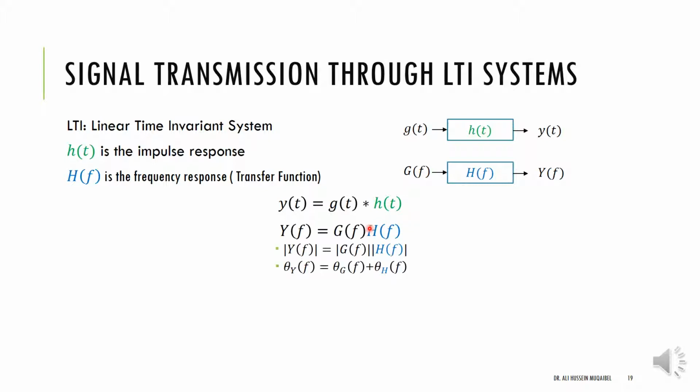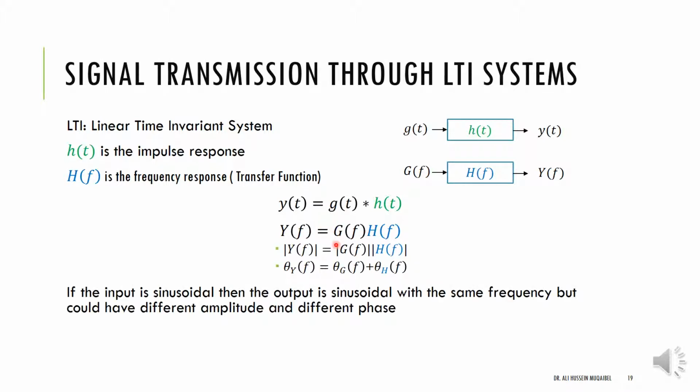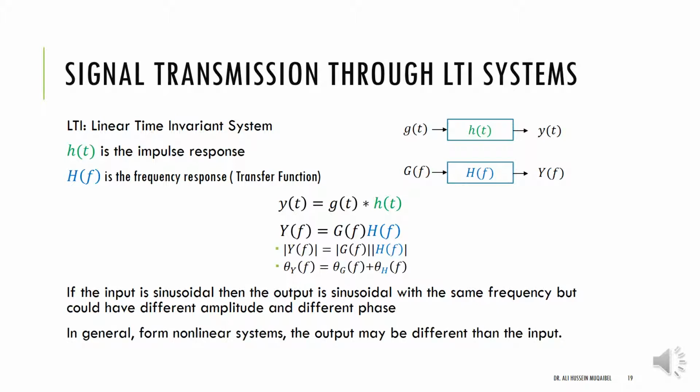However, in the frequency domain, it's just multiplication. The output is a multiplication. So if you want the magnitude spectrum, you just multiply the two magnitudes. If you want the phase, you need to add the two phases. So these two equations are the result of this complex equation. And if your signal is just a sinusoid, you know that in any linear time invariant system, the output will also be a sinusoid, but with different amplitude and different phase. The frequency will remain the same. So in general, for a nonlinear system, the output may be different than the input, but for linear systems, the frequency will remain the same. All that changes is the amplitude and phase.